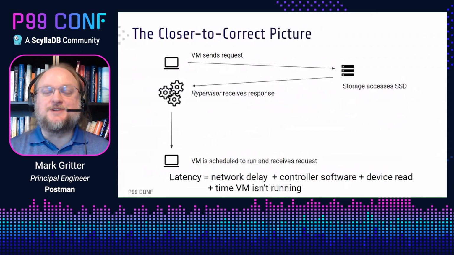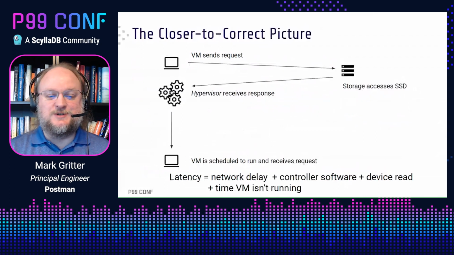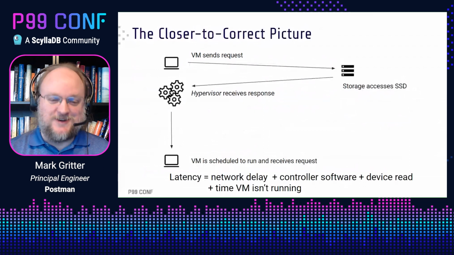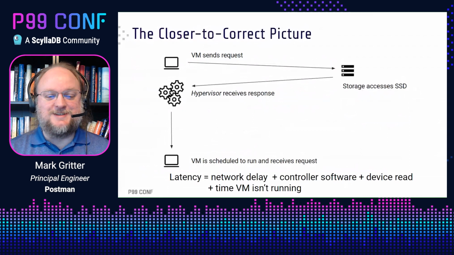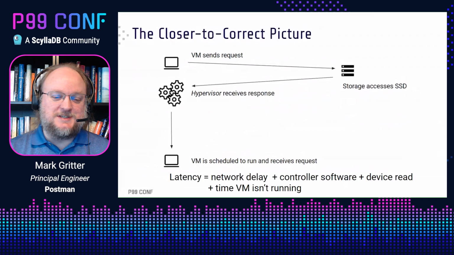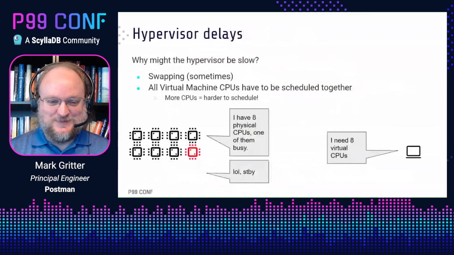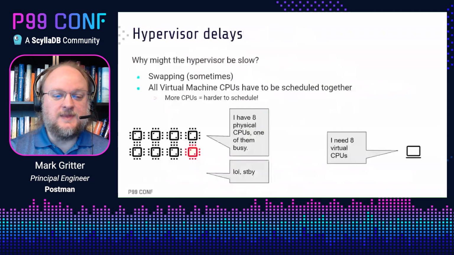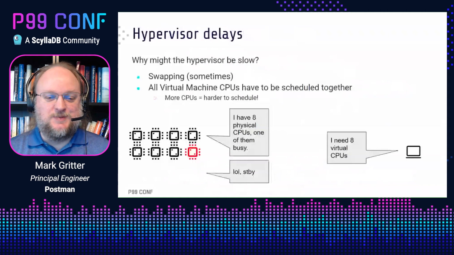A more accurate picture of the world acknowledges that the I/O response is first received by the hypervisor. The virtual machine is scheduled to run if it's not already, but the hypervisor might not get around to it right away. The component missing in our latency equation is the time the virtual machine spends not running. So why could this be? Why might the hypervisor introduce extra delay above and beyond the simple overhead of context switching or translation?